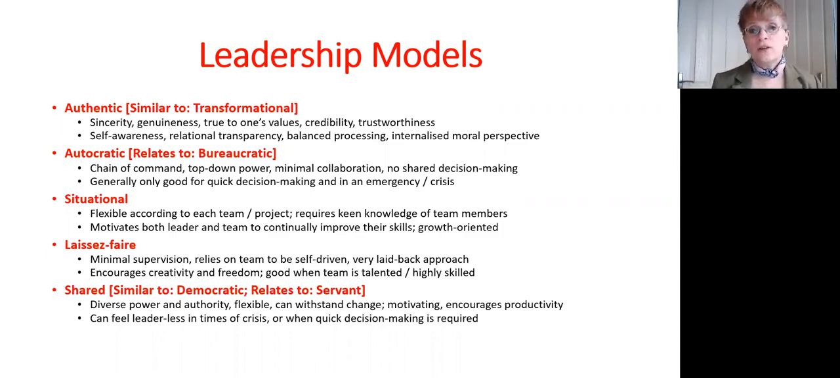Finally, we have shared leadership, which is also often called democratic and relates to servant leadership, in which case the leader takes a participatory or service orientation.